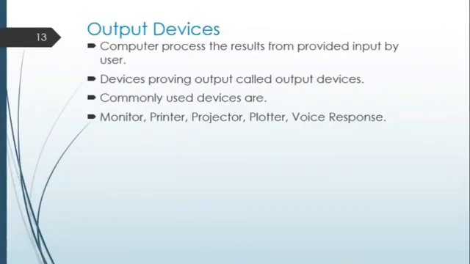Now we have seen input devices, and the number of input devices used by the user for giving input data to the computer as data and instructions. Here are the output devices. The computer processes the results from the input provided by the user. Whatever input is given by the user is processed in the computer, which gives output. Devices providing output are called output devices. Commonly used devices are monitor, printer, projector, plotter and voice response.